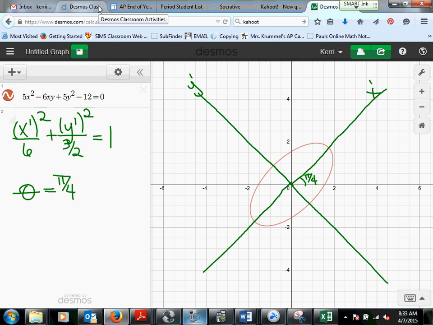This ellipse right here, where's the center? 0, 0. What's A? A is radical 6, right? This is A squared, so A would be radical 6. So these vertices are radical 6 away from our center, but along the x prime axis. What is B? Radical 3/2, right? So those points are radical 3/2 away from the center along the y prime axis.